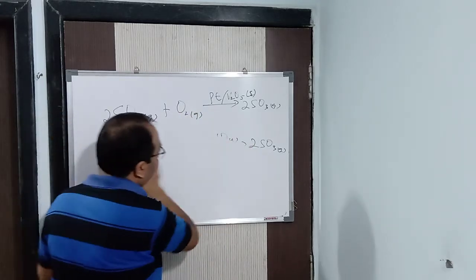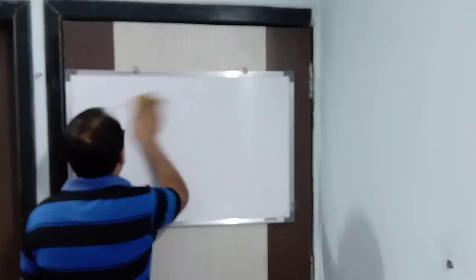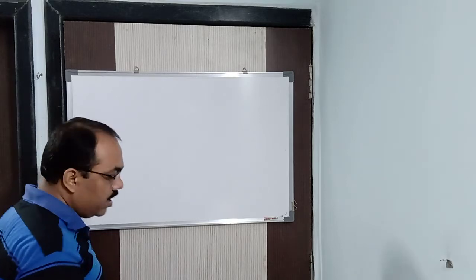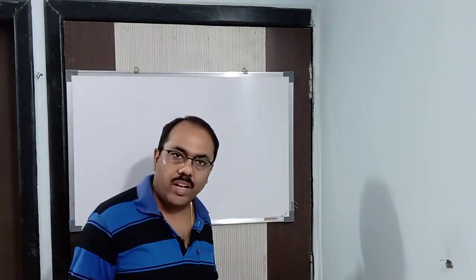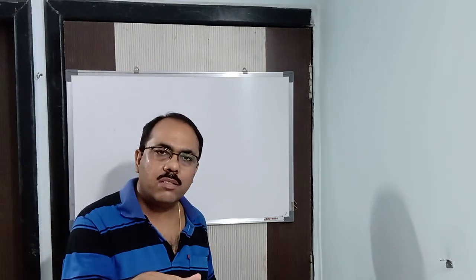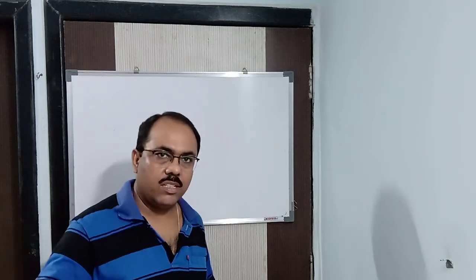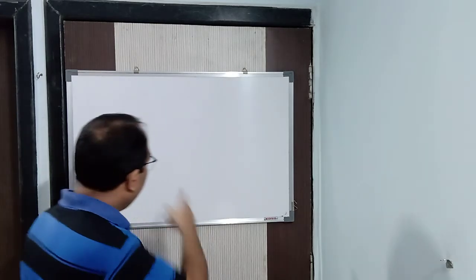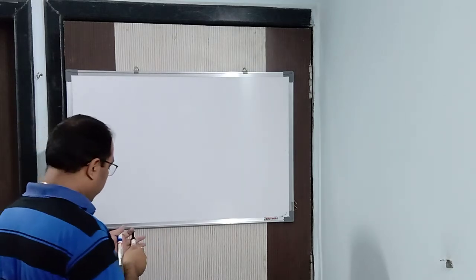Next, a catalyst forms an intermediate product, and the energy of the intermediate, if it is a positive catalyst, will be lowered. For that reason the rate of reaction becomes faster. It does not participate in the net reaction and remains at the end of the reaction. Let me take this example only and explain.